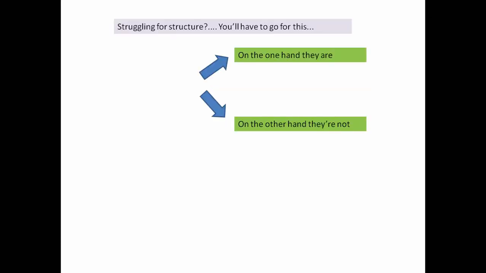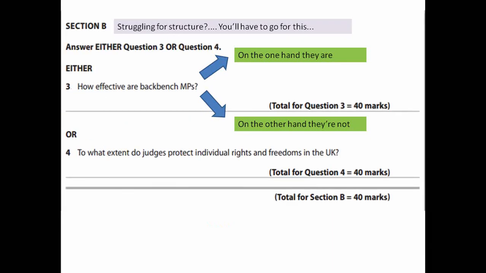Now, the 40-mark questions are tricky, and if you're struggling for structure, then you're going to have to go for this. Exactly the same structure as you would use on one of those 25-mark questions, either a Part C on the source or a Part C in a Unit 1 style question. So, how effective are backbench MPs? On the one hand, they are. On the other hand, they're not that effective. If you do that, well, you'll sort of muddle through, you'll get through.